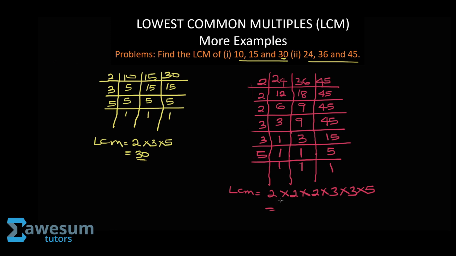In that case, 2 times 2 is 4. 4 times 2 is 8. 8 times 3 is 24. 24 times 3 is 72. 72 times 5 is 360. So that means that the LCM of 24, 36, and 45 is 360.